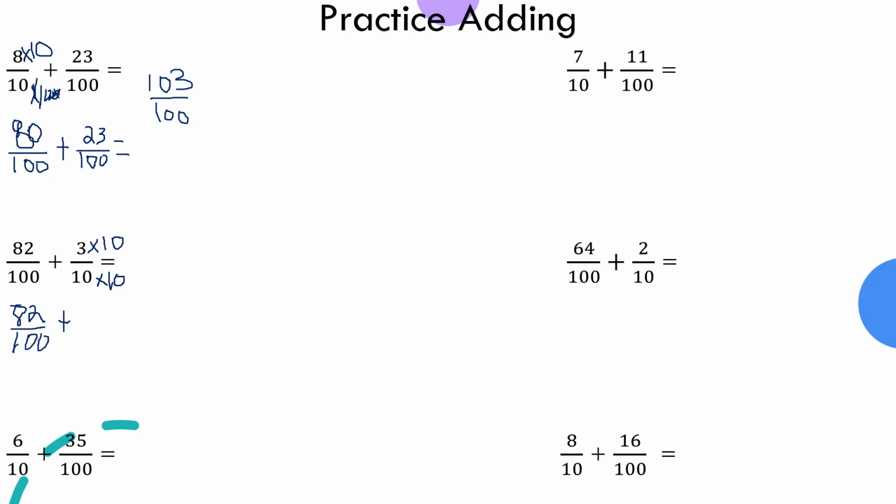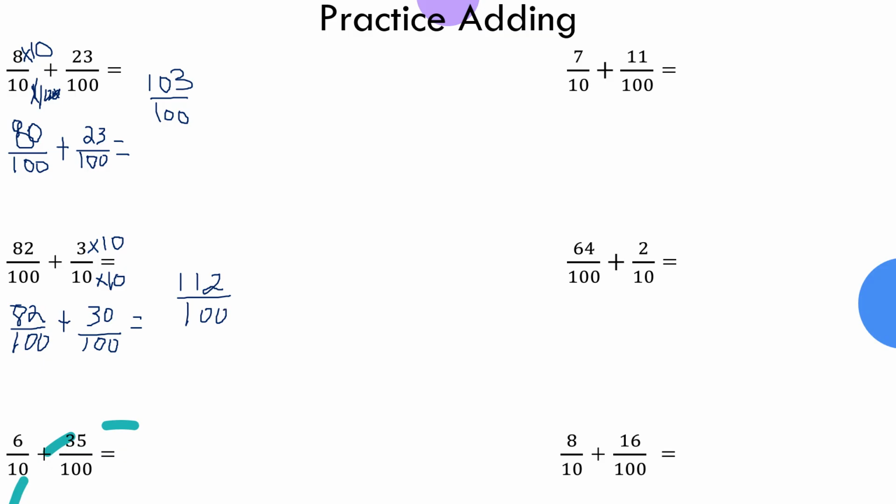Plus my new equivalent fraction. What's 3 times 10? And what is 10 times 10? And now that the denominators are the same, we're ready to add. 82 plus 30. 2 plus 0 is 2. And 8 plus 3, 11. Denominator always stays the same. All right, so 112 over 100.